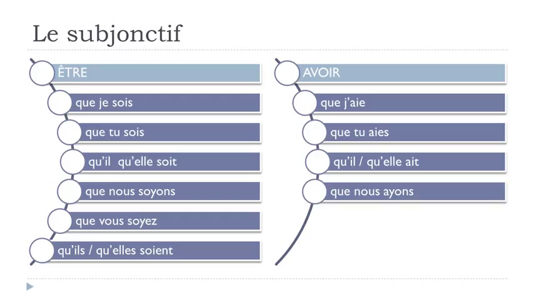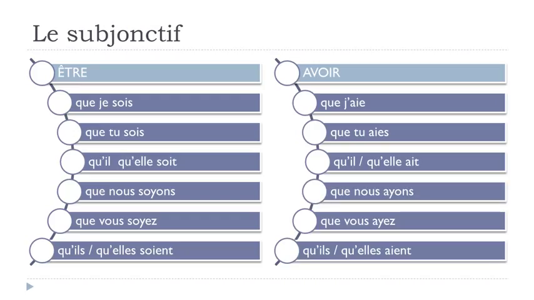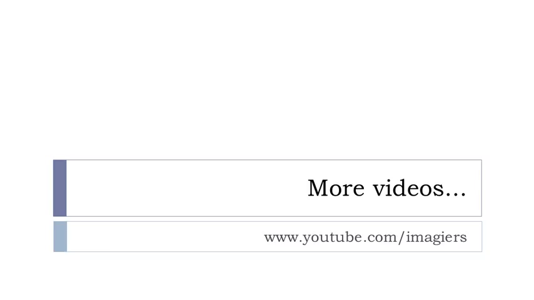And last but not least, avoir, to have: que j'aie, que tu aies, qu'il ait, qu'elle ait, que nous ayons, que vous ayez, qu'ils aient, qu'elles aient. Same thing here, aies and ait: phonetically the same, but try to remember how to write them. And then ayons, ayez. So let's read them one more time. Okay? And that was it for the subjunctive.